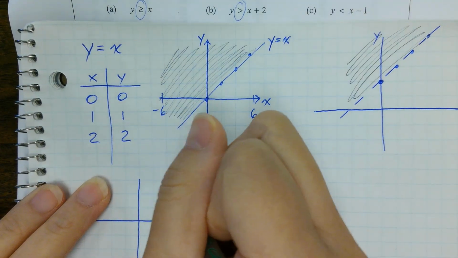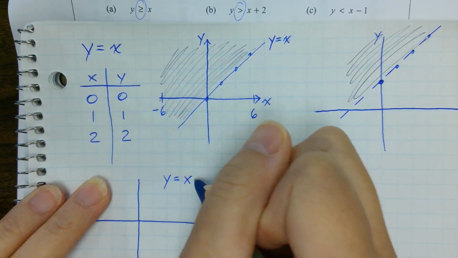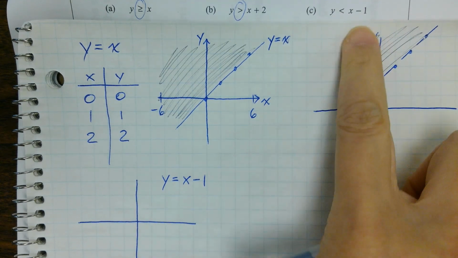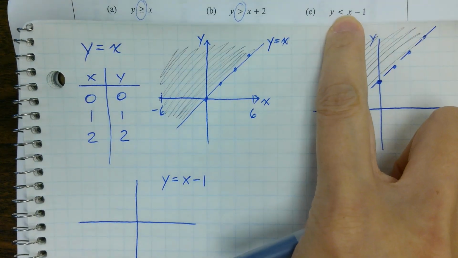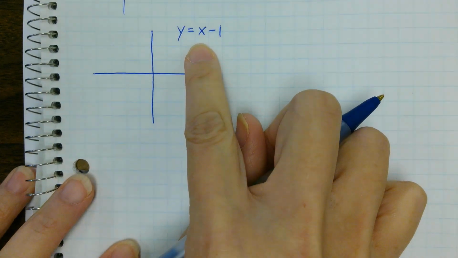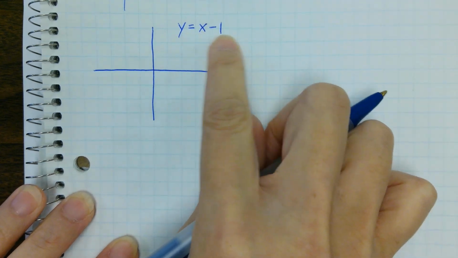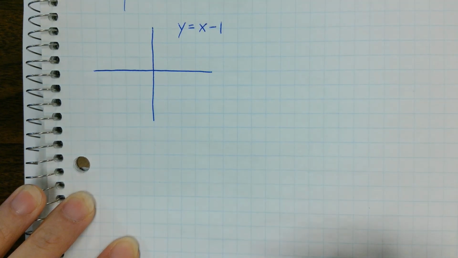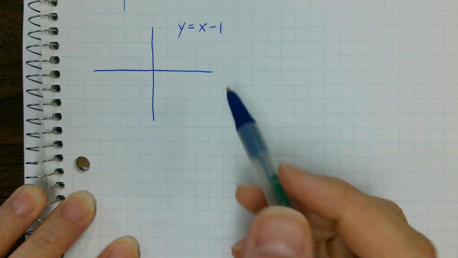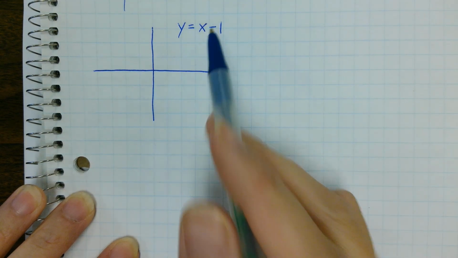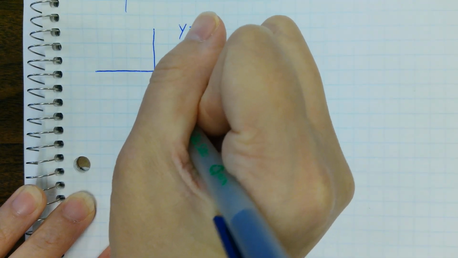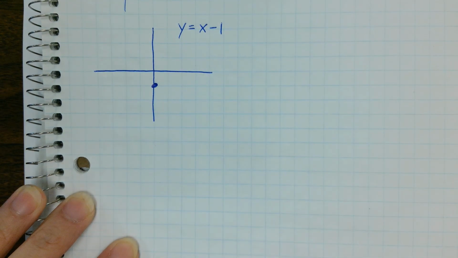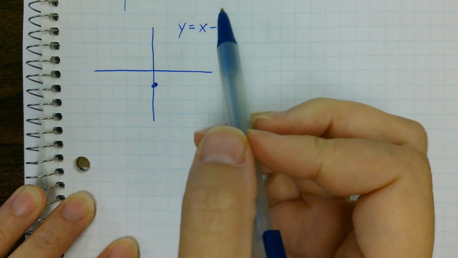Okay, so pretend that the equation is y equals x minus 1. Forget about that symbol first. If I just give you y equals x minus 1, what's my y-intercept? Not just 1, but -1. So I plot that point first at -1.